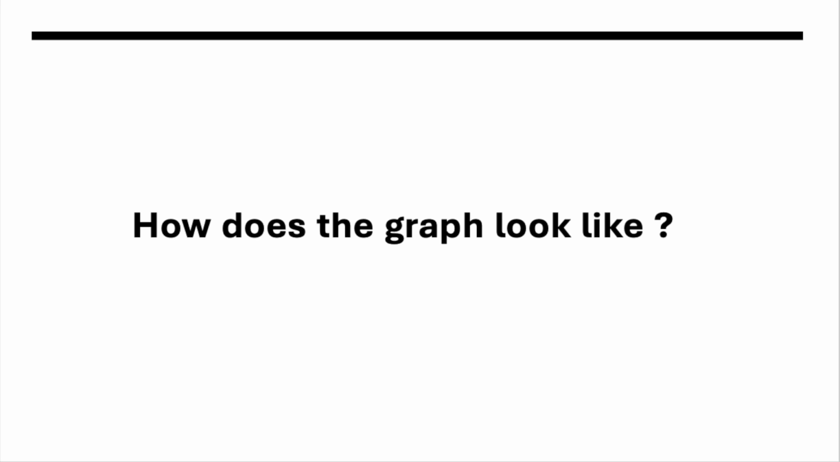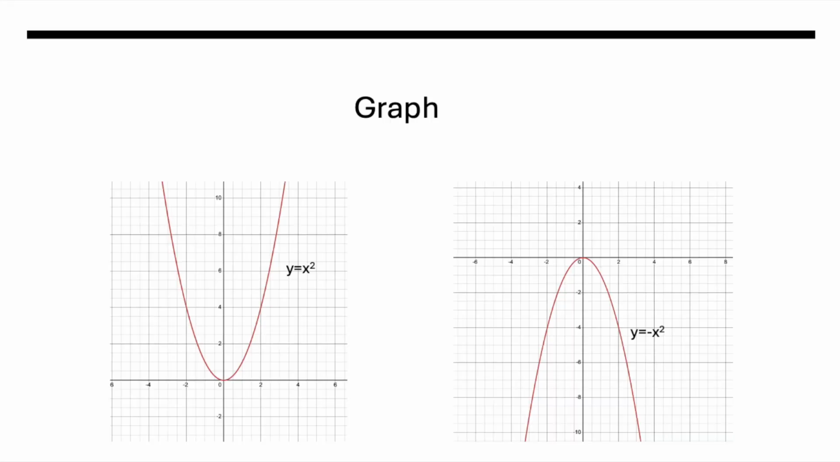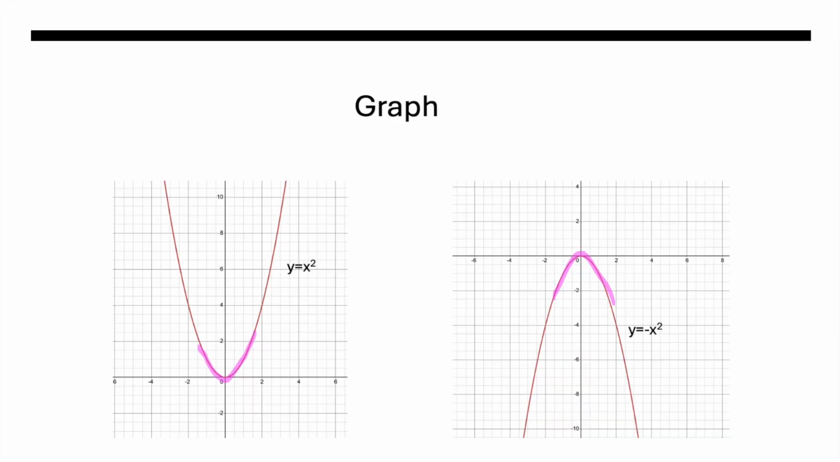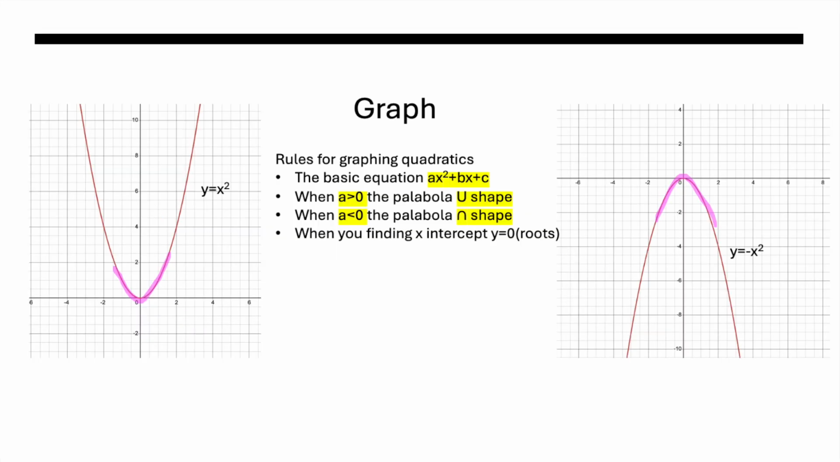So how does the graph actually look like? In a quadratic function, the graph looks like a curve which is called a parabola. A quadratic has the general equation y equals ax squared plus bx plus c. If a is bigger than 0, the parabola opens upwards, like a U shape. If a is smaller than 0, the parabola opens downwards, the opposite of a U shape.